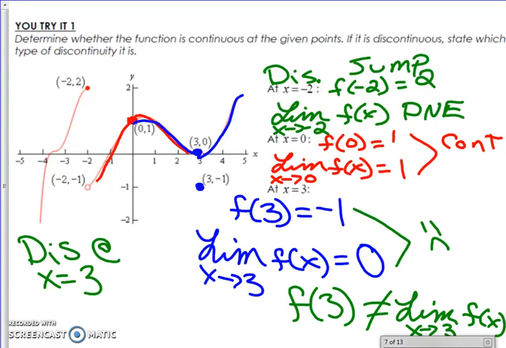And what kind of discontinuity is it? Well, there's a hole there, so it would be a removable discontinuity. Okay, perfect.